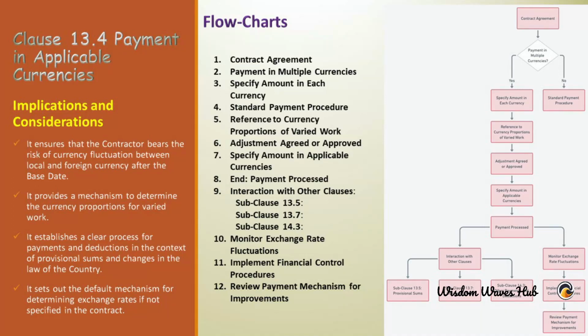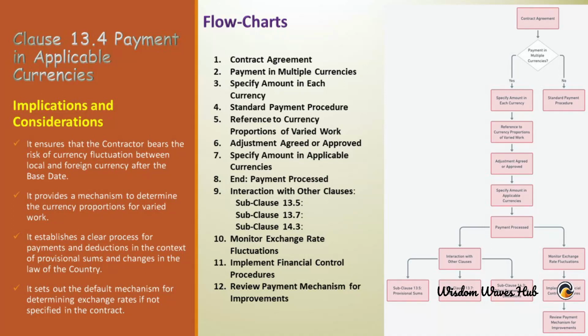Specify amount in each currency. If the contract involves multiple currencies, this step ensures that the amount payable in each currency is clearly specified. Standard payment procedure. If the contract doesn't involve multiple currencies, the standard payment procedure is followed. Reference to currency proportions of varied work. This step involves referencing the currency proportions for any varied work that might arise during the contract's execution.